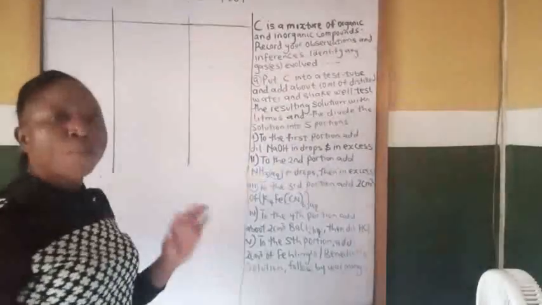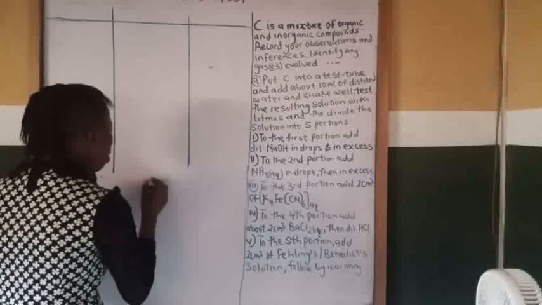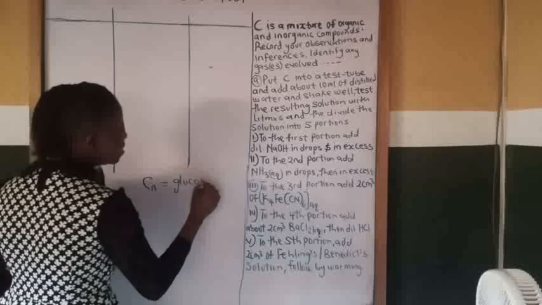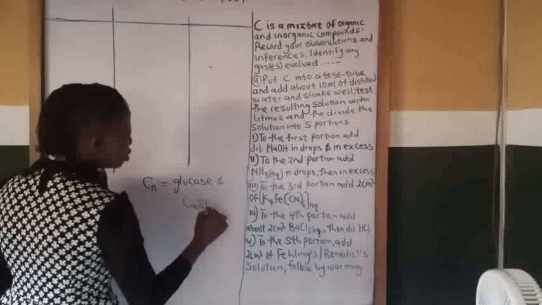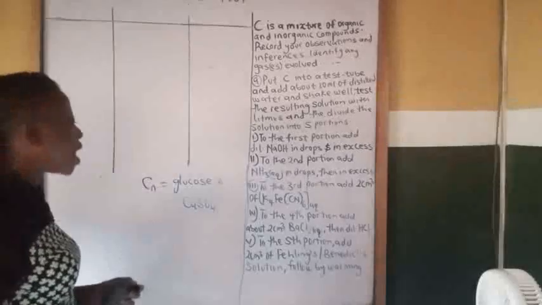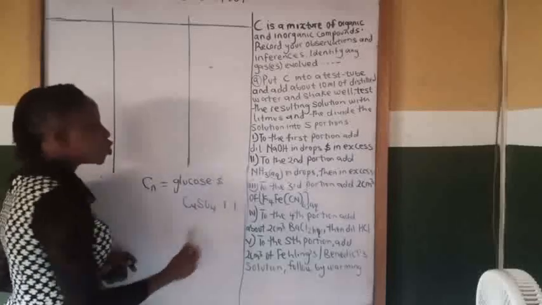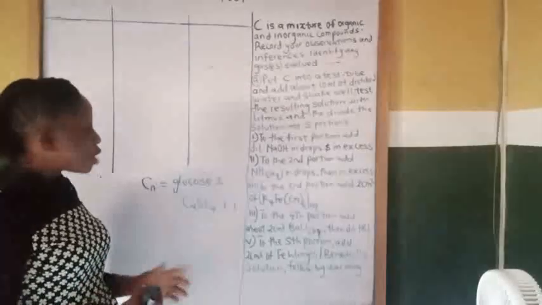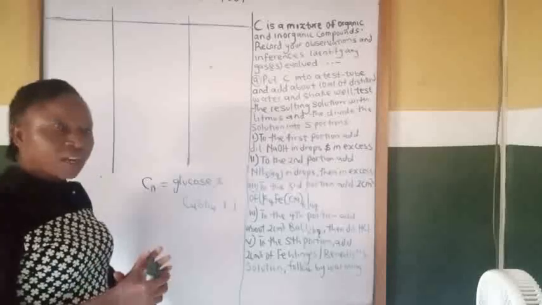So for that day, you'll be provided with sample label C. Your Cn is a mixture of glucose and copper sulfate in ratio 1:1. In ratio 1:1 means that if you take 1 spatula of glucose, you are going to take 1 spatula of what? Of copper sulfate. Then you mix the two together.